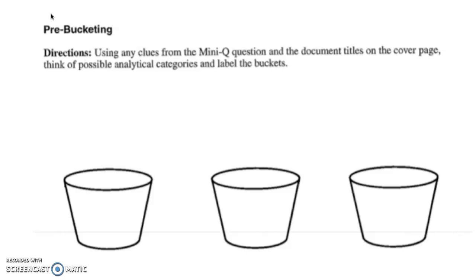The directions say, using any clues from the mini-Q question and the document titles on the cover page, think of possible analytical categories and label the buckets. Analytical categories means things that you could use for evidence to back up your claim. Remember, this claim is Hammurabi's Code just? Meaning, is Hammurabi's Code fair?